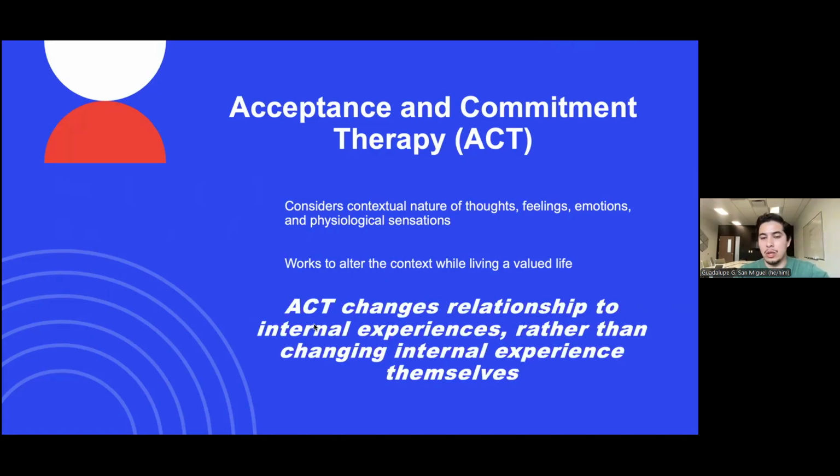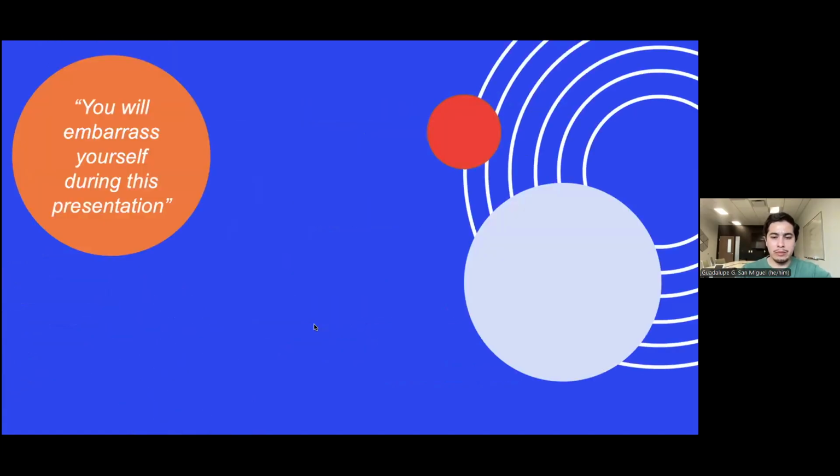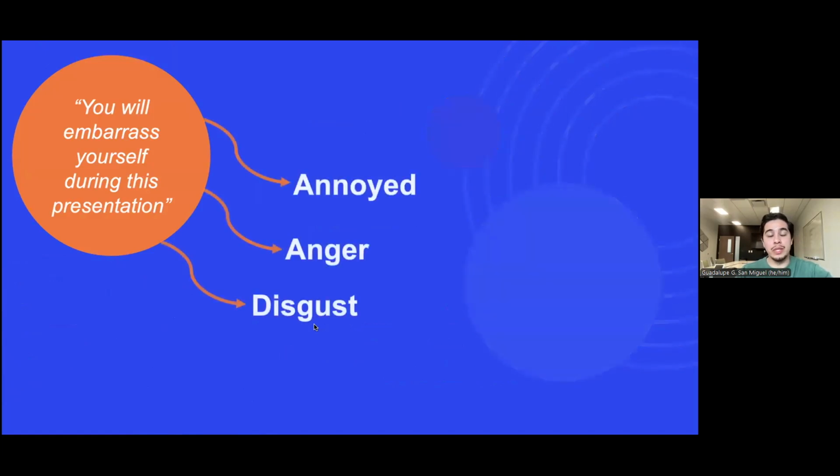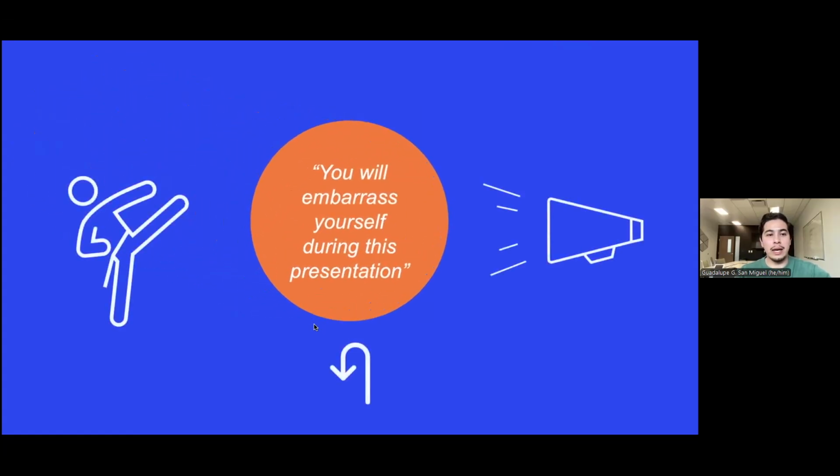So I just kind of want to walk through an example of this. Even while making this presentation, I often had the thought of, you will embarrass yourself during this presentation. But when that thought would come up, I would often be annoyed, angry, and even disgusted. So, of course, it makes sense that if this is my emotional reaction to this thought, I would try to fight it, or I would try to avoid it.